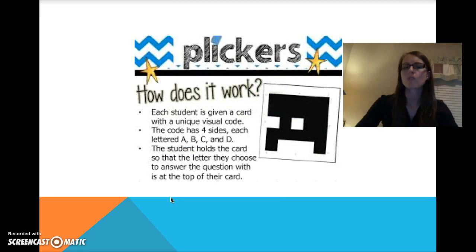Each student is given a card with a visual code, and each one is different. The ones I printed out were numbered. You can specify a student for each card, and it has their name, and so that way when they answer, you can see who actually answered it. On each side it has a letter A, B, C, D because those are going to be your answers. And the answer that you think is correct, you're going to have it at the top of the card, and that's how you're going to hold it.